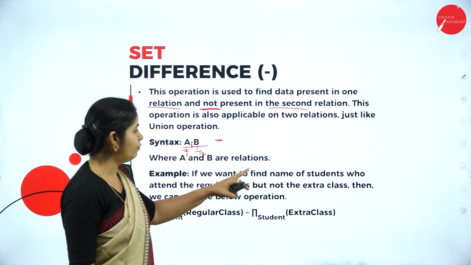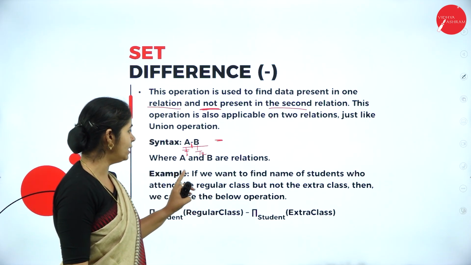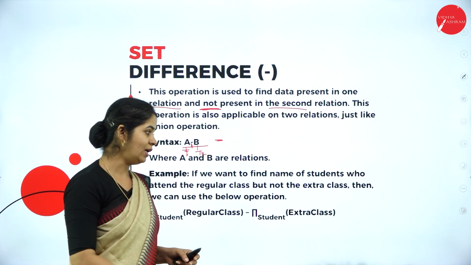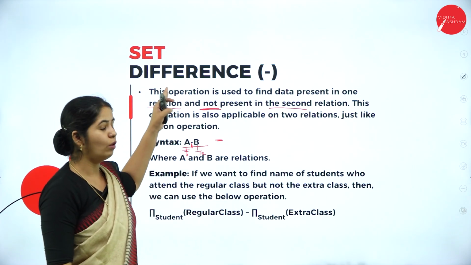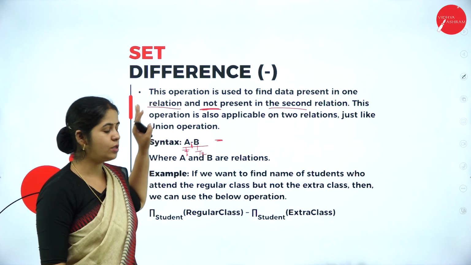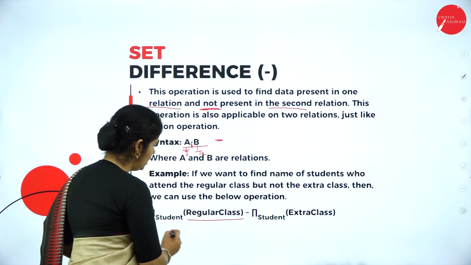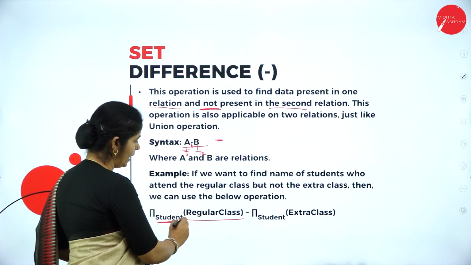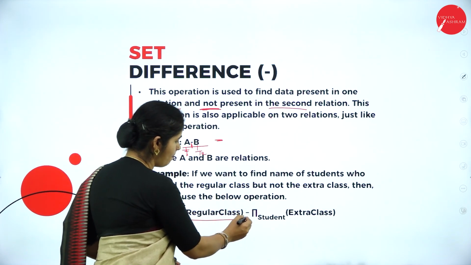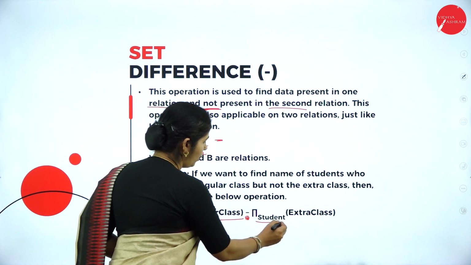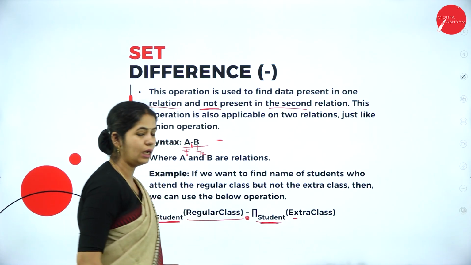For example, if we want to find the names of the students who attended the regular class but not the extra class, we have to go for the set difference operation. So how do we do it? From the regular classes we fetch the student name, minus the student name from the extra class.